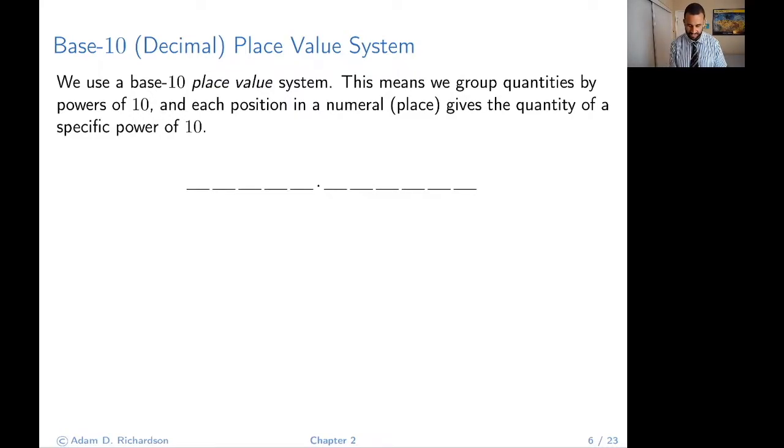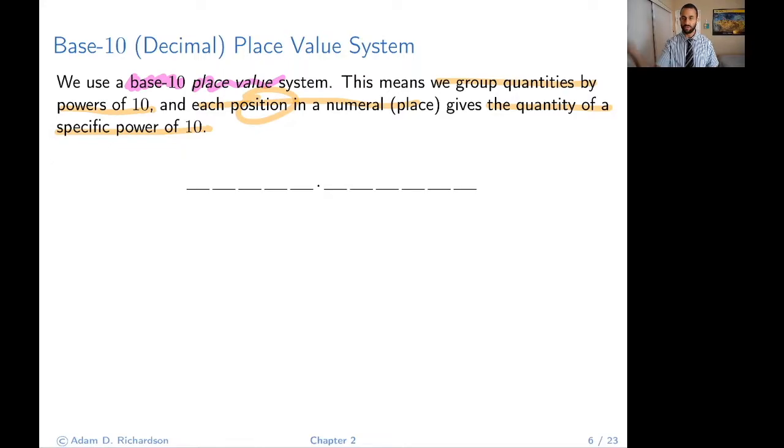So our decimal system is base 10 because there are 10 digits. It's a place value system. A place value system means that we group quantities by powers of 10. That's literally what it means. So this is the idea. Whenever you hear base 10 or base anything, it means we group quantities by powers of that number, and each position in a numeral gives the quantity of a specific power of 10.